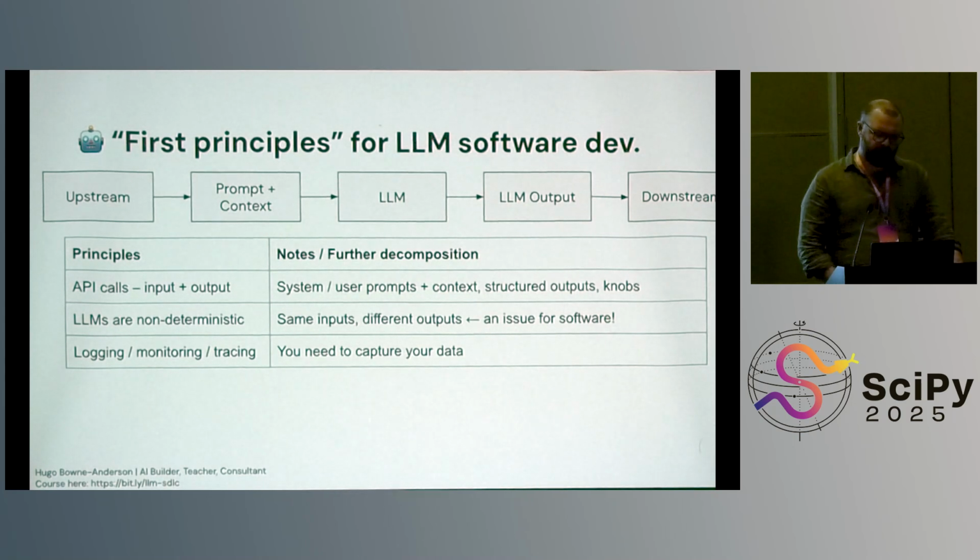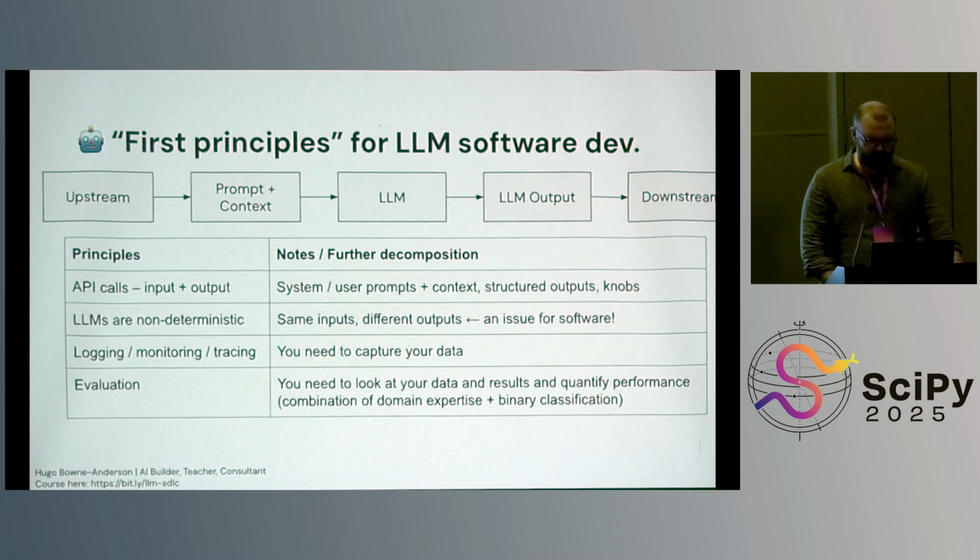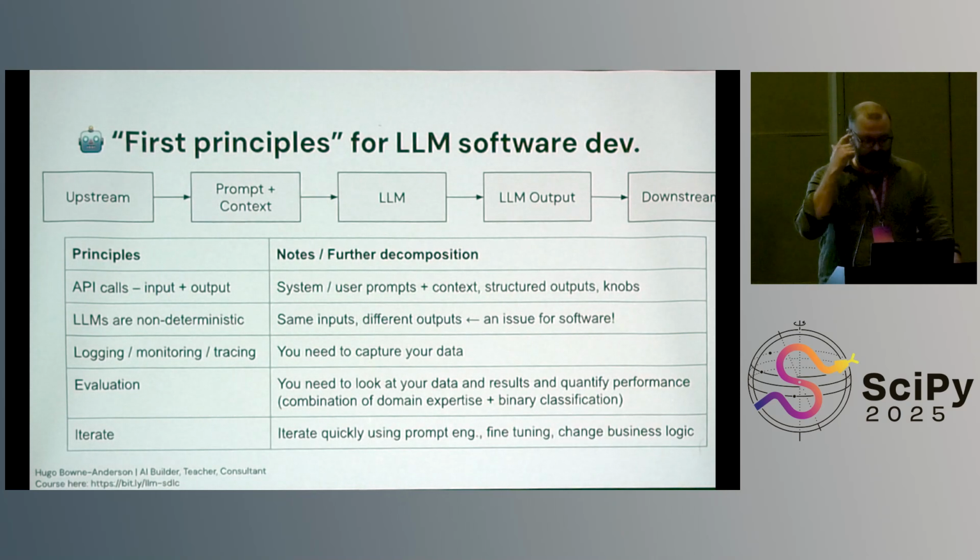Fundamental principle of logging, monitoring, and tracing. You need to capture your data, and you need to be able to observe it as well. You need to be able to evaluate. So you need to be able to look at your data and results, and quantify performance. And this will be a combination of domain expertise and often binary classification, if not more. And then you want to be able to iterate quickly, using levers you have, such as prompt engineering, fine-tuning, changing business logic.